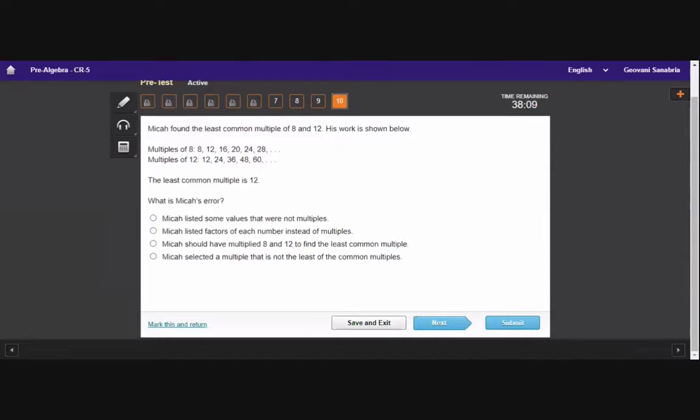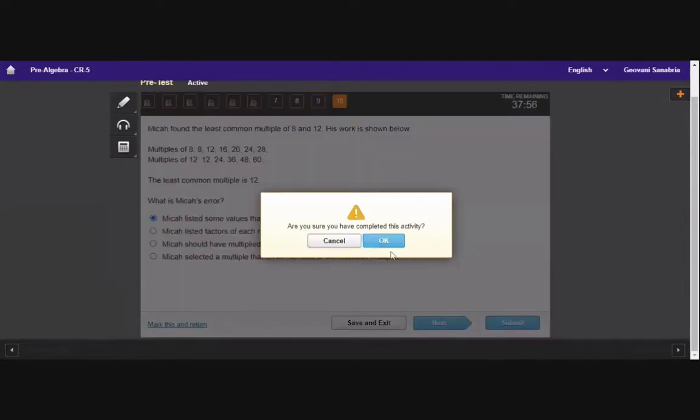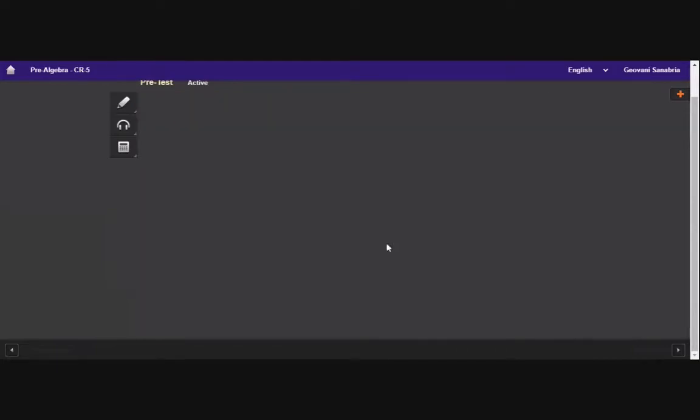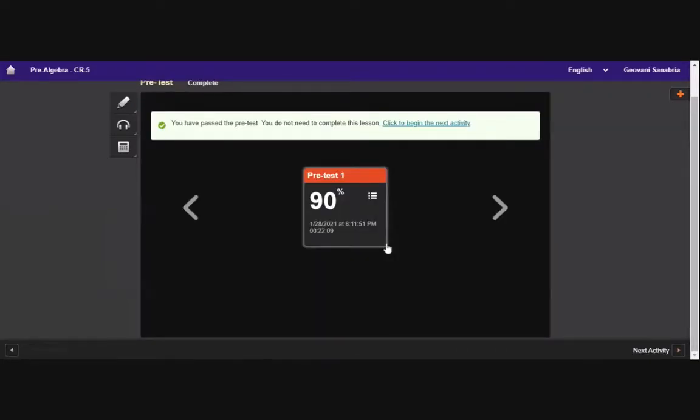Mika selected a multiple that is not the least common multiple. It's the first one, because 12 and 20 and 28 aren't multiples of 8. All right, let's see. All right. Well, we passed.